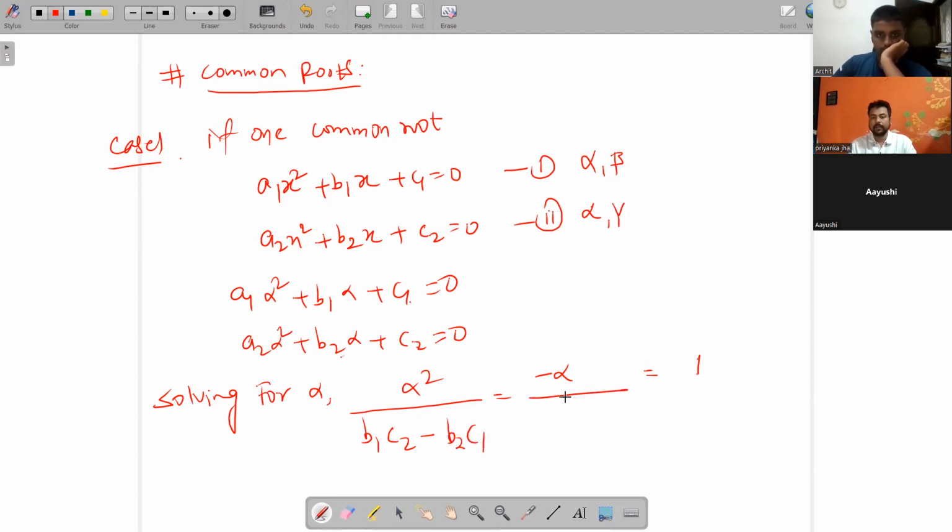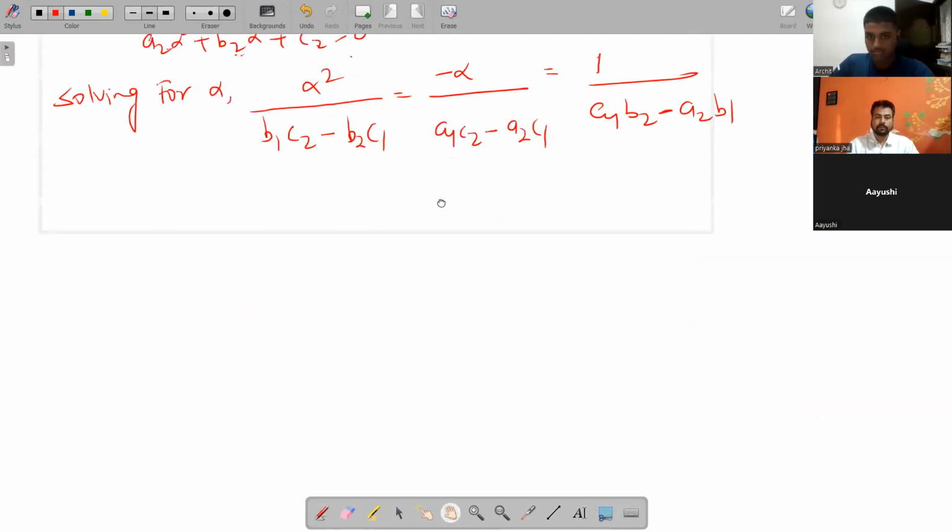Minus alpha, in the denominator of this, hide the alpha terms, and this will be a1 c2 minus a2 c1. And here we have the constant term, for that we use 1. Hide this constant term and write a1 b2 minus a2 b1. You always have to start with left to right.